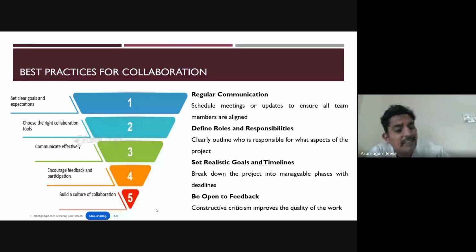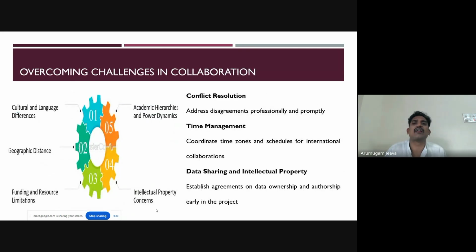And finally, we need to be open to feedback. The feedback should be constructive criticism, which improves the quality of the work. That is what happens through the online medium. So whatever content you have added needs to be elaborately discussed and critically analyzed. It needs to be elucidated. Then only will we have a proper conclusion and a proper feedback as the best practice of collaboration, right?